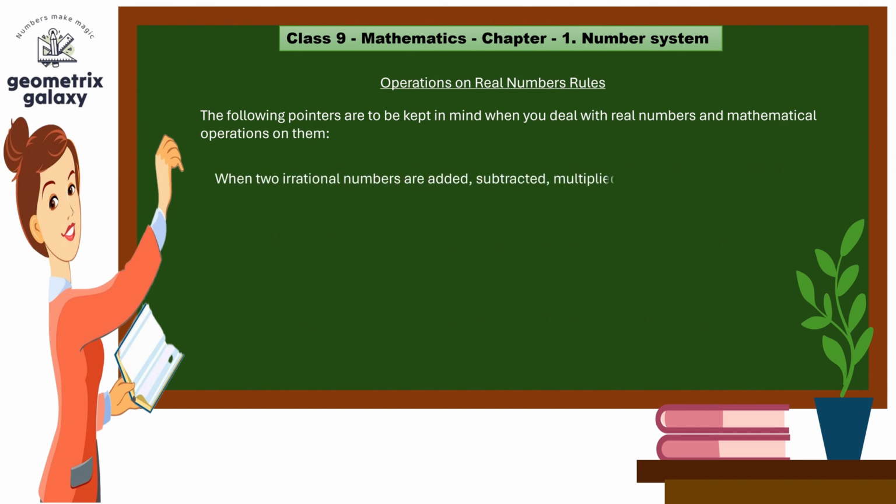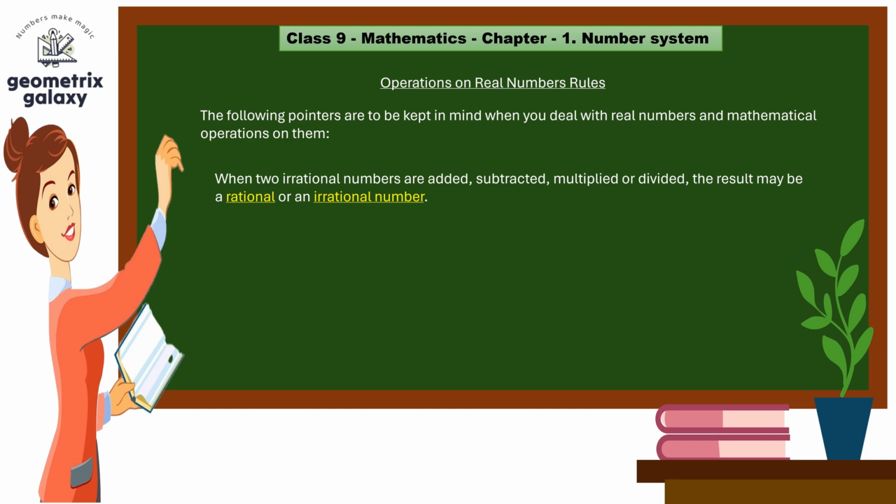So the rule says, when we take two irrational numbers and do all the 4 operations, addition, subtraction, multiplication and division, we will get either a rational number or an irrational number. Now let us check the above rule with a few examples. We will do one by one all the 4 operations. First we will do addition.